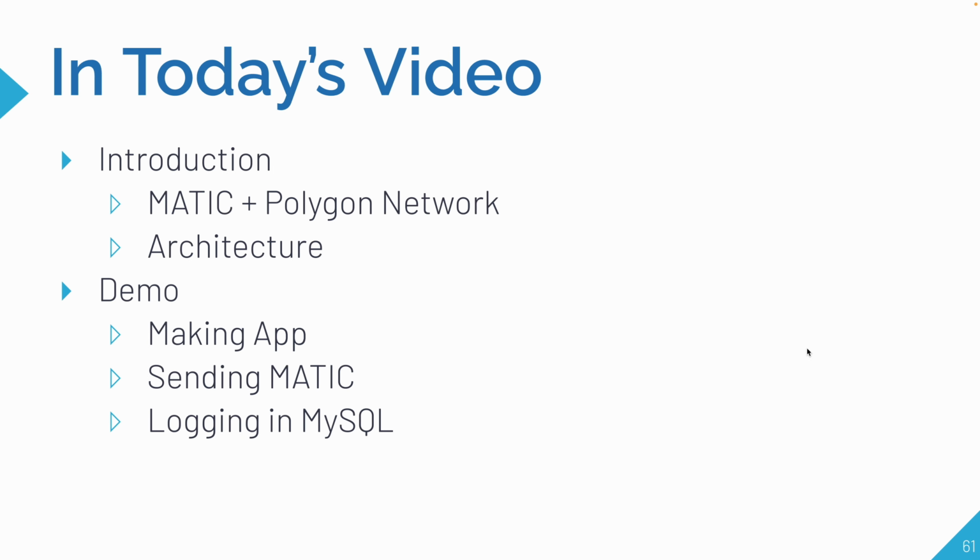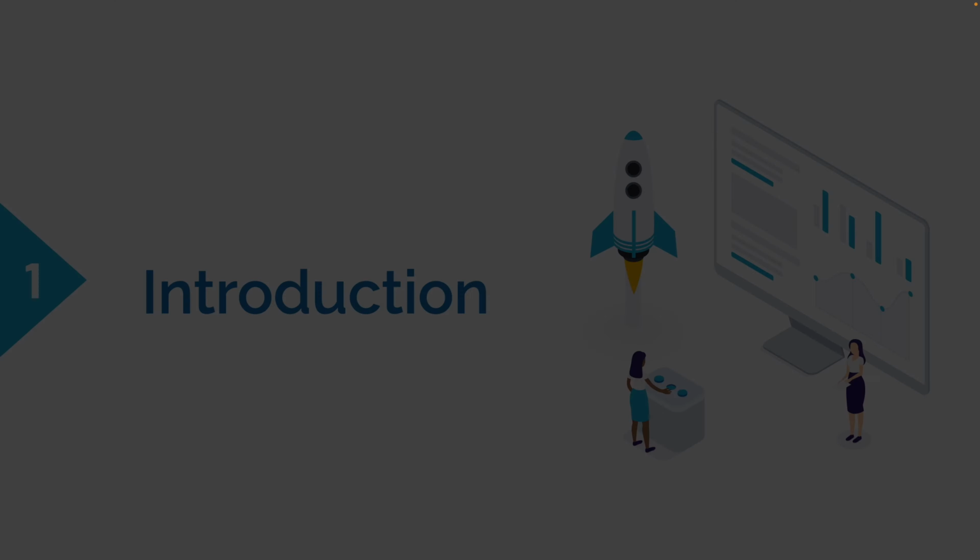So what are we going to do in today's video? Well, first of all, I'll introduce to you guys what MATIC and the Polygon network actually is, and then I'll show you guys the architecture of today's application. Then we'll get straight into the demo, in which first of all we'll make the app, then we'll actually make the transactions sending MATIC between accounts, and then if we have time we might log the transactions in MySQL.